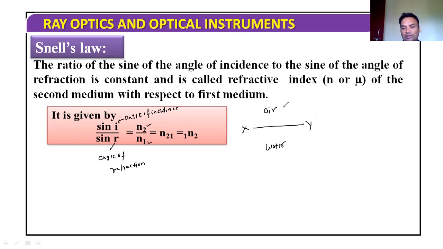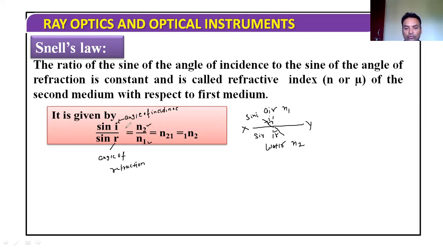Refractive index of the air was N1, and refractive index of the water was N2. So this was the normal, and light is obliquely incident. This was the angle of incidence, and then it was refracted. The angle of refraction was R. So we took the sine of the angle of incidence I and the sine of the angle of refraction R.